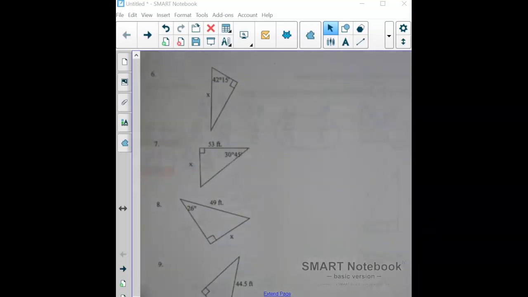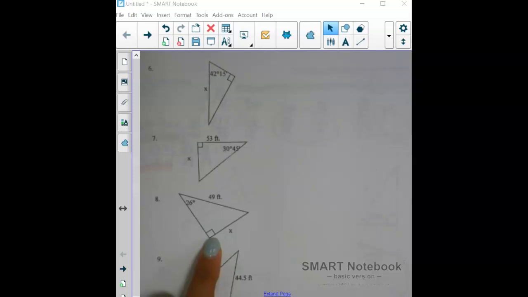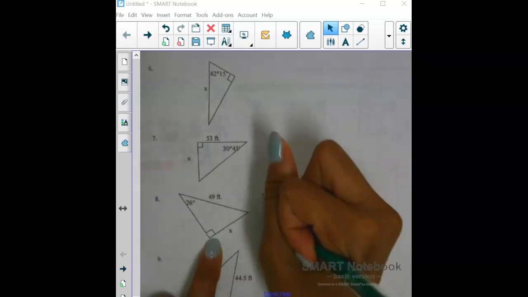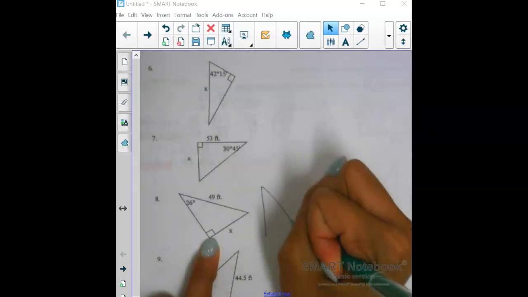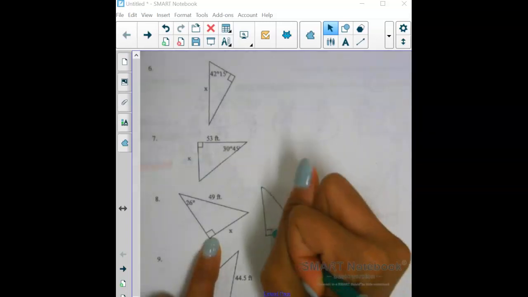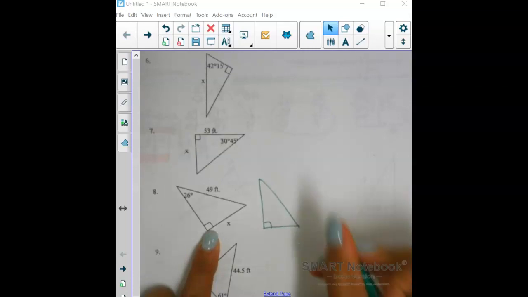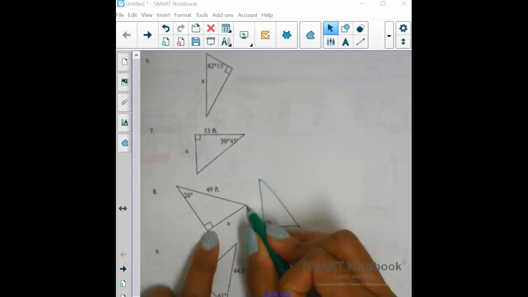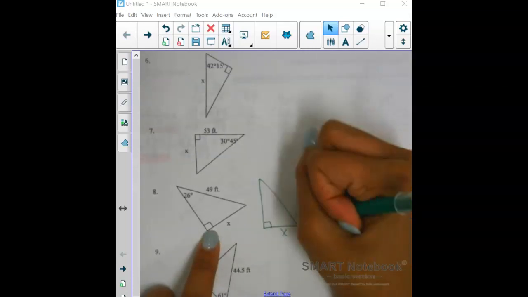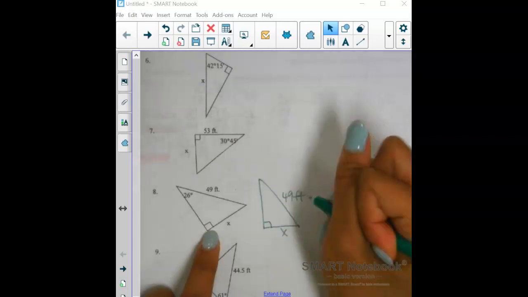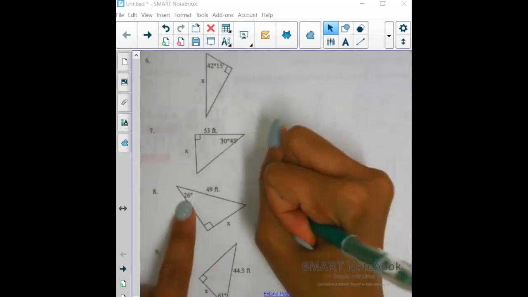All right, for question number 8, this is the triangle we're looking at. Some students have a difficult time with identifying the different parts of this triangle, so if you need to redraw this, you can. Especially since you haven't seen geometry in a couple of years, I'd probably redraw this just to make sure. The bottom side here is x. The hypotenuse is 49 feet. And this angle at the top is 26 degrees.